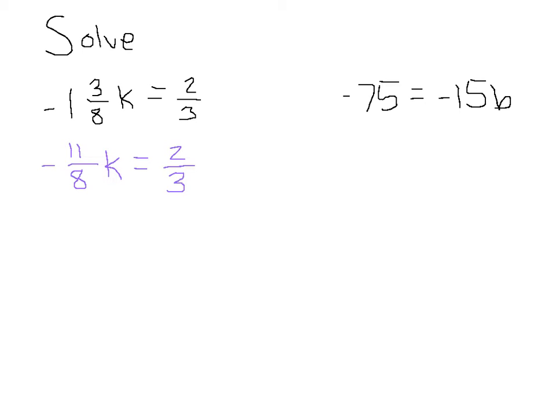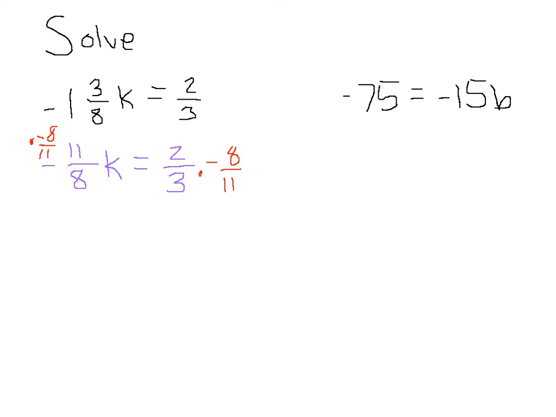Now, from this point, it is a one-step equation. There's only one thing we have to do. And whenever we have a fraction next to our variable, this is what we're solving for, and only because we only have one thing on each side of the equation, no plus signs, no minus signs, we're going to multiply both sides by the reciprocal. So we're going to multiply by negative 8 over 11. Multiply by negative 8 over 11.